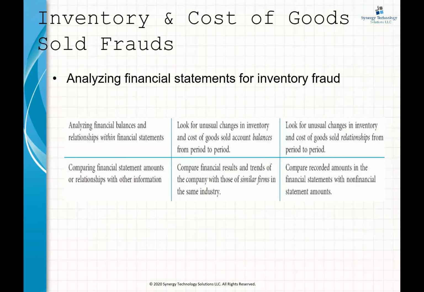Now, in analyzing financial statements for inventory fraud, do this. Analyze financial balances and relationships within the financial statements. Look for unusual changes in inventory and cost of goods sold account balances from period to period. Look for unusual changes in inventory and cost of goods sold relationships from period to period. Compare financial statement amounts or relationships with other information. Compare financial results and trends of the company with those of similar firms in the same industry. Remember I told you about the industry trend that we need to do also. Compare recorded amounts in the financial statements with non-financial statement amounts.